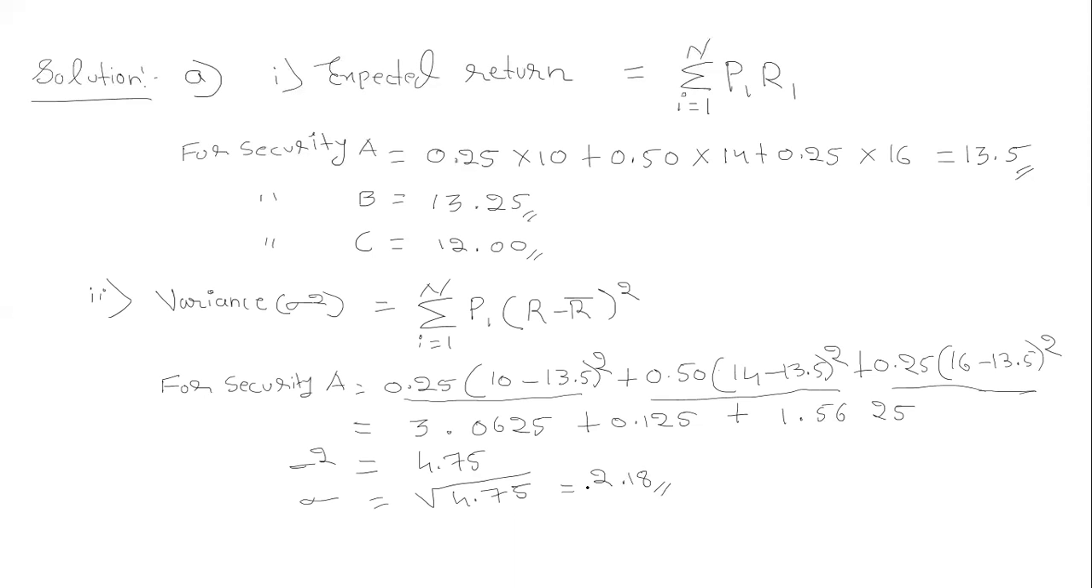So this is the standard deviation and this is the variance for security A. Now if we continue with the same, again you solve it, I'm going to write the direct answers here. For security B, the variance is, after calculating and putting it, we get 10.19.